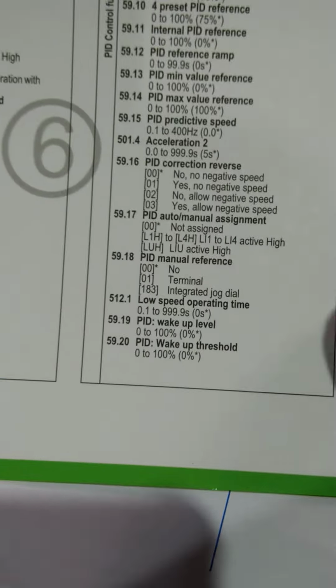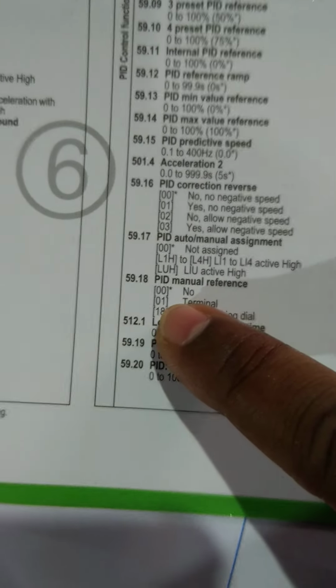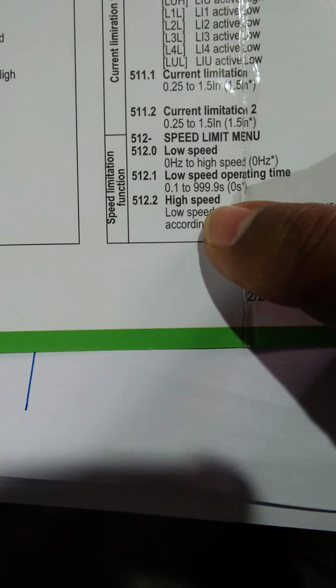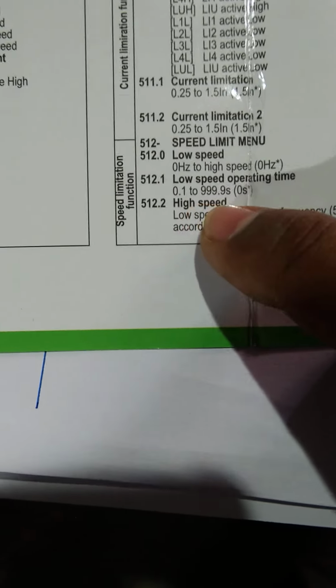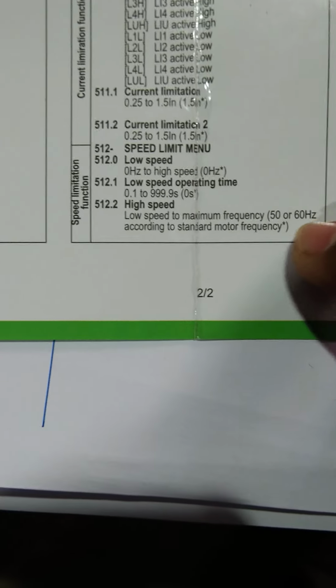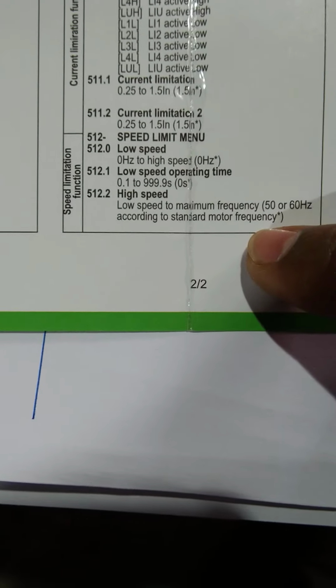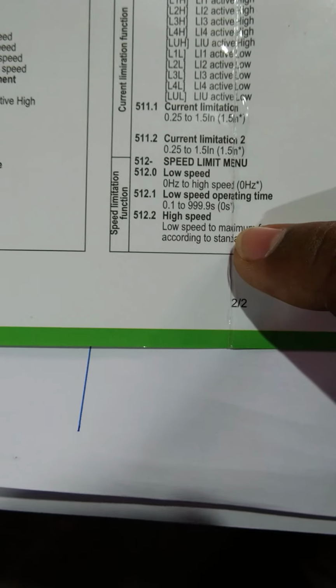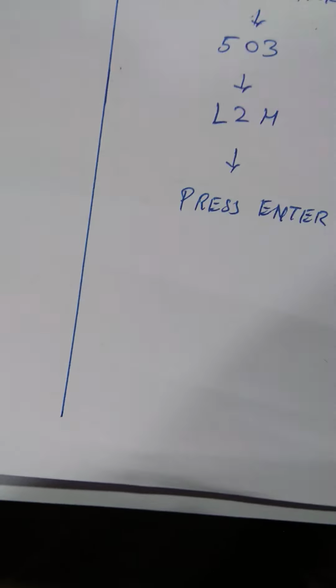Okay, 512, we got here. 512.1. Here is 512.2. Okay, the 512.2 high speed, what is written: low speed to maximum frequency, 50 Hz to 60 Hz according to standard motor frequency. High speed, or we can define it as maximum frequency. Okay, so let's start the configuration.